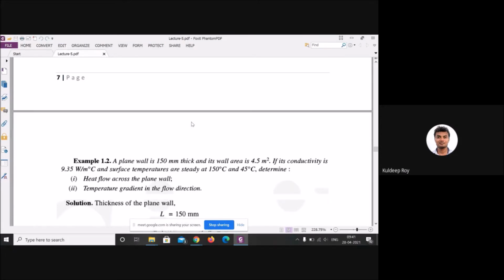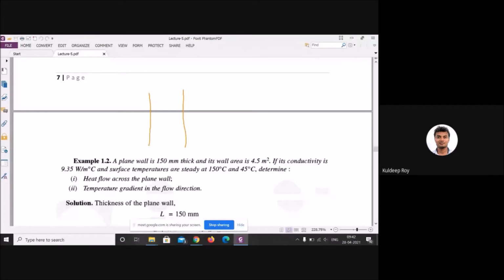Read first. A plain wall is 150 mm thick and its wall area is 4.5 meter square. If its conductivity is 9.35 watt per meter degree centigrade, and surface temperatures are steady at 150 degree and 45 degree centigrade, determine the heat flow across the plane wall. Any idea? How will you approach and solve?